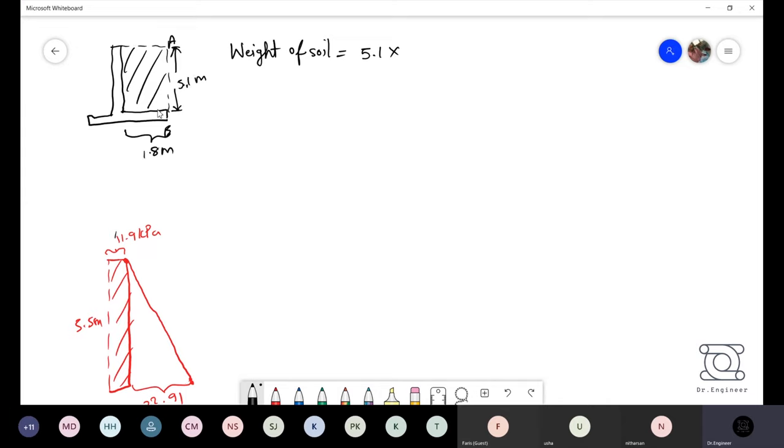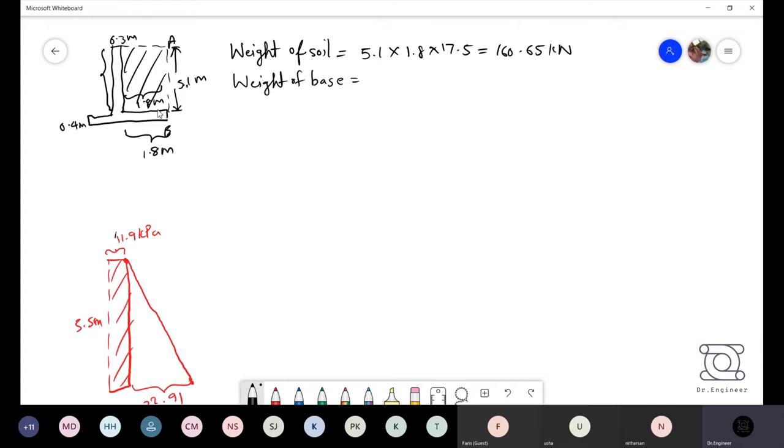So this is 1.8 meter. Here the thickness is 0.4 meter. Here the thickness is 0.3 meter. This height is 5.1, I have already written that. This is 1.8 meter. So these are the data, right? So here this is 5.1 into 1.8 into 17.5. So the total weight is 160.65 kilonewton. Next, the weight of the base, that is the concrete base.